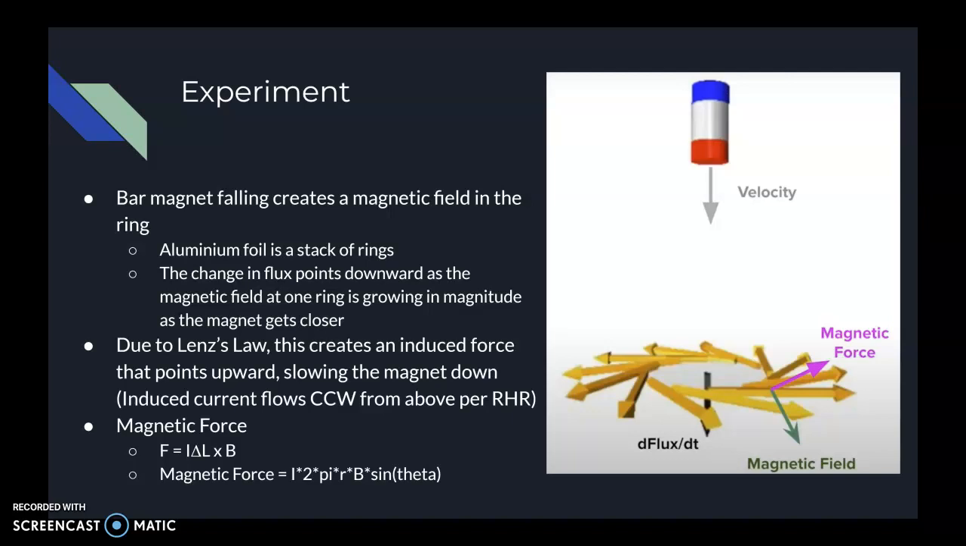The magnetic force can be found by multiplying the current by the cross product between dL and B, which, since they're both pointing in the same direction, is just multiplied. Using the Biot-Savart law, the magnetic force is equal to the expression shown at the bottom. To the right is an image depicting what is going on in a singular ring in the tube. In reality, the aluminum tube is many rings stacked on top of each other, causing the magnetic force to observably make the magnet fall slower.